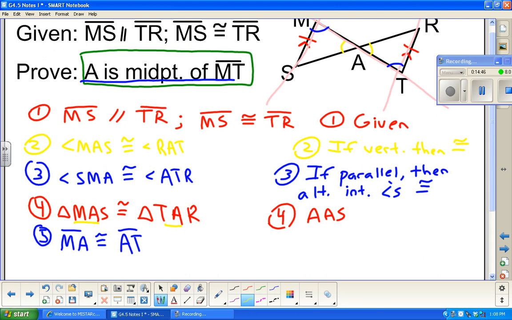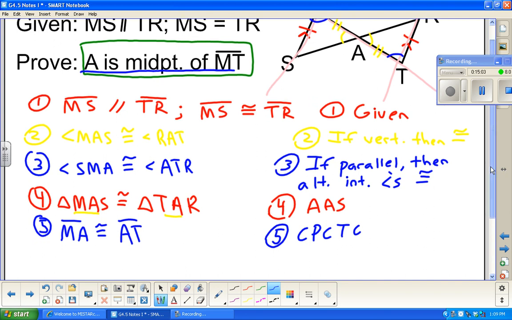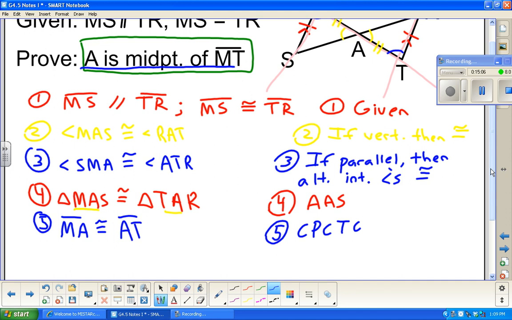Okay, so we now know that MA is congruent to AT. Reason? That's the new one. We had just shown triangles are congruent in the previous step. And then we said now the corresponding parts of those congruent triangles are congruent. Okay? If you mess up the order with that on the test, would you get credit?